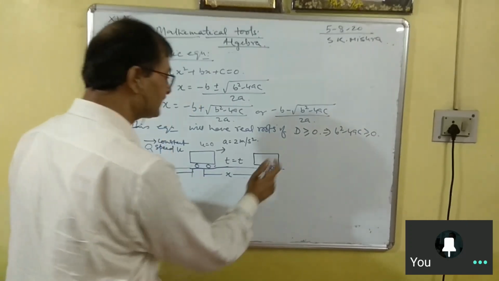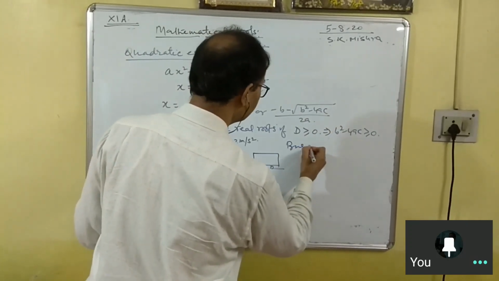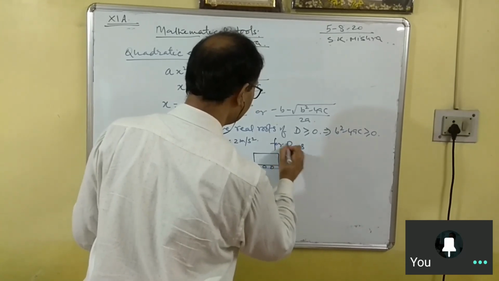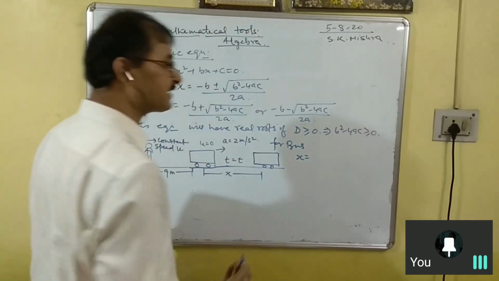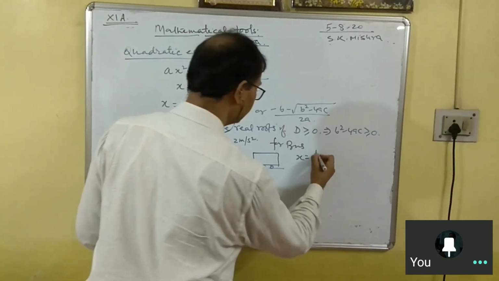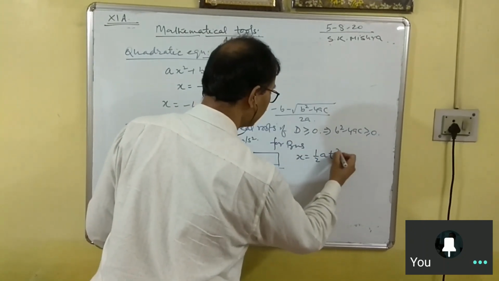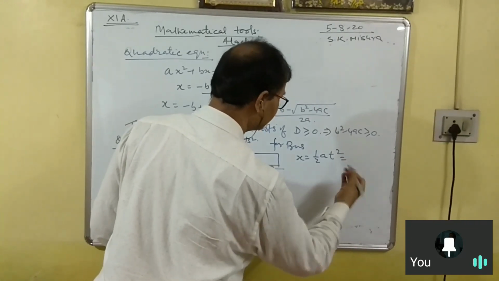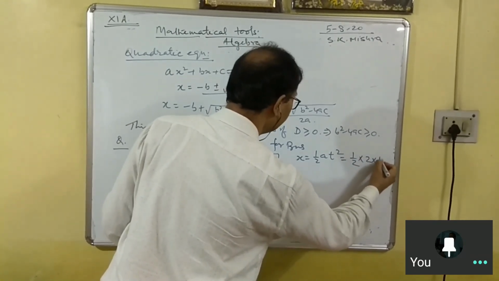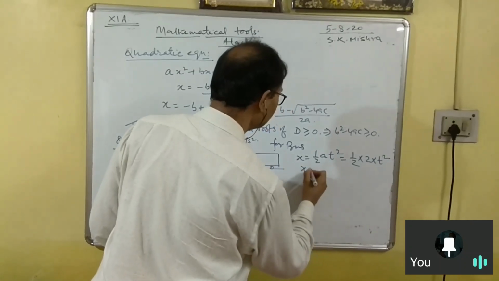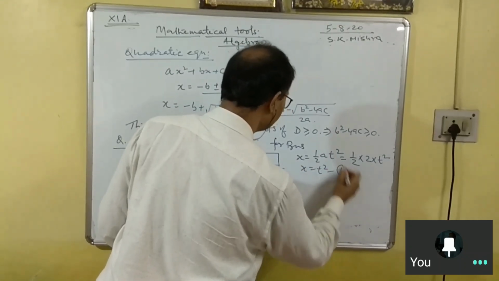Then for the bus, we can write s is equal to x is equal to ut plus half at square. The u part is 0. This is half at square, which you have studied in class 9. So half a is how much? 1, and t I don't know. So x is equal to t square. This is one of the equations.